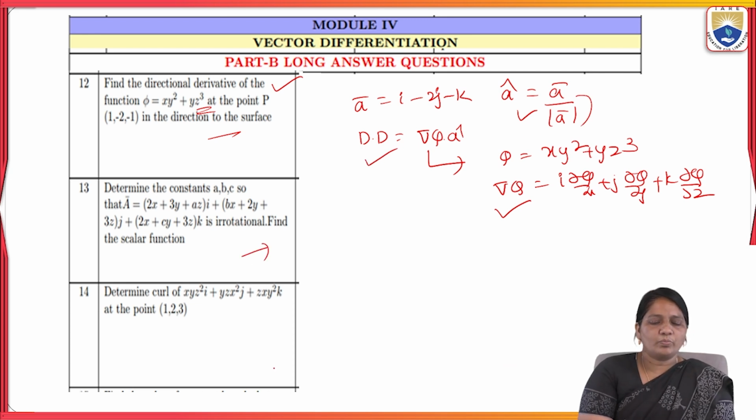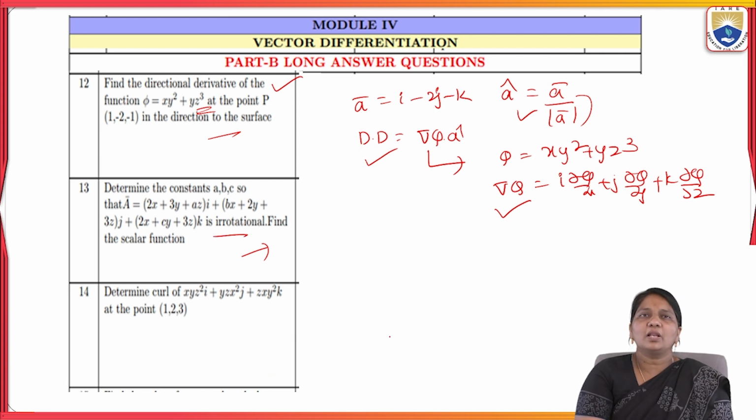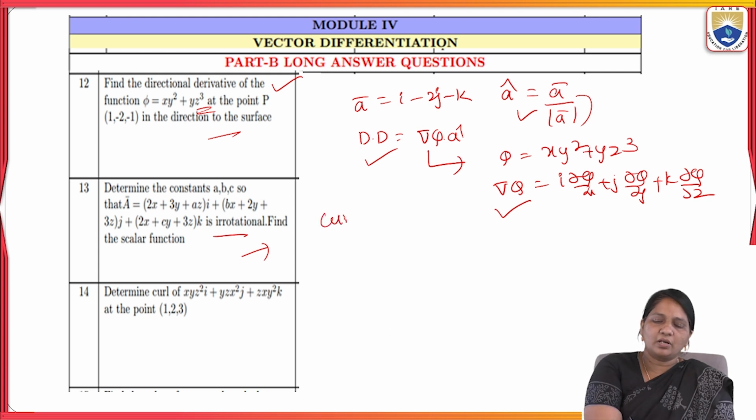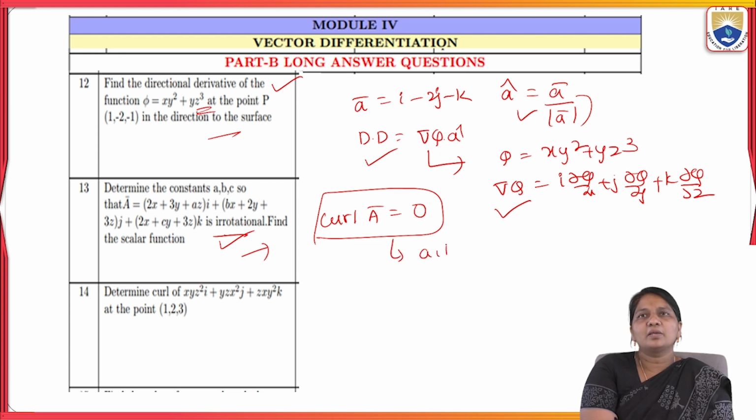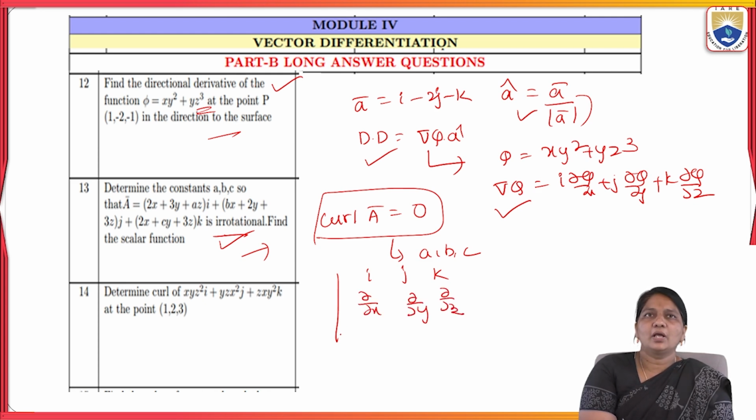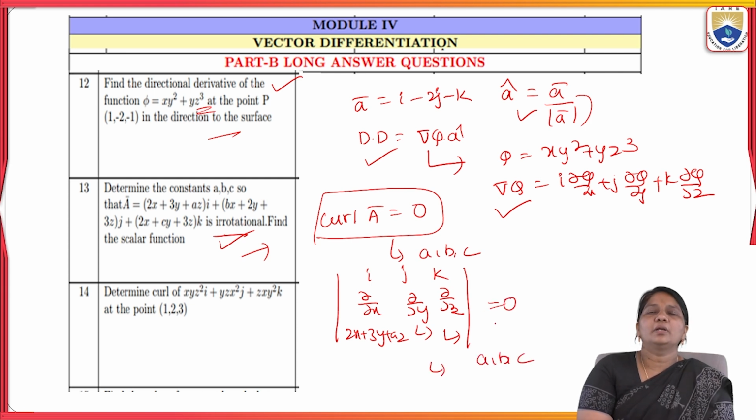So see the 13th problem. Determine the constants, given that the vector is irrotational, and find the scalar function. So here curl a bar should be 0, then only we can say that it is irrotational. So already they have given that this is irrotational. That means you have to use this condition to calculate the a, b, c values. That means det of i, j, k, dou by dou x, dou by dou y, dou by dou z, and here 2x plus 3y plus az, and the j coefficient and k coefficient. Finally, this is equal to 0. Then we can find the a, b, c values from the det value.